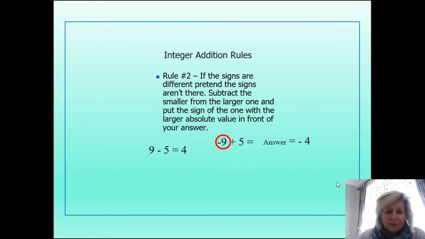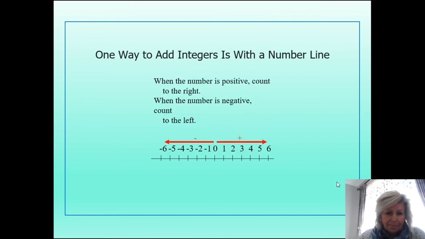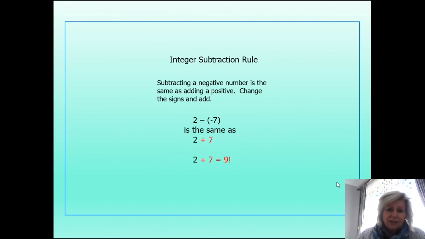Right, addition rules. If the signs are different, pretend the signs are not there. Subtract the smaller from the larger one and put the sign of the larger absolute value in front of your answer. Okay. One way to add integers is with a number line. Remember, numbers to the right, positive, to the left, negative. Integer subtraction rule. Subtracting a negative number is the same as adding a positive. Change the signs and add.